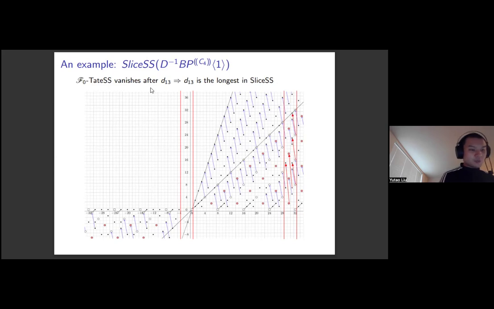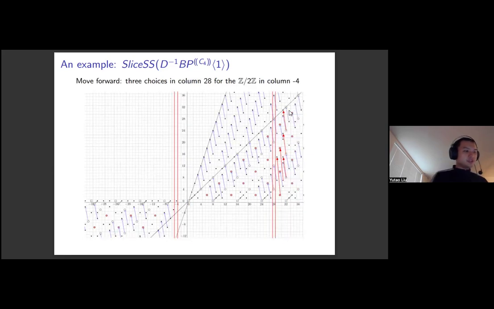The reason is we already know that the Tate spectral sequence vanishes after D13, which means D13 is the longest differential in the slice spectral sequence. So we cannot have crossing differentials because its length will be larger than 13. So we have one D7, another D7, and also the third D7 here. So now we finish everything over these 4 columns from 29 to 32. Then we can continue and move forward.